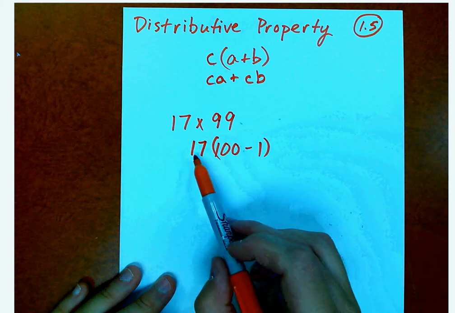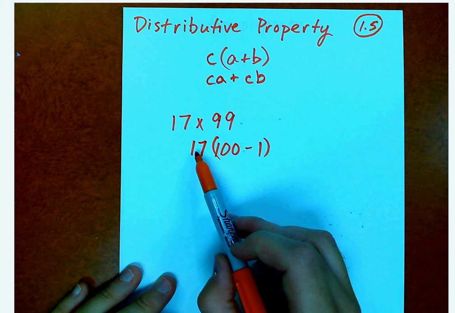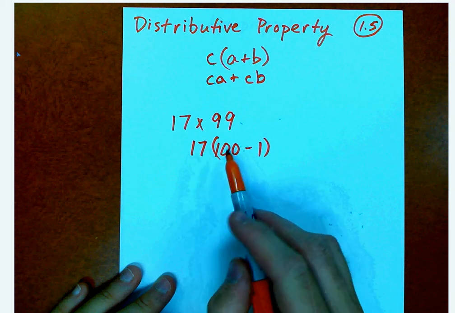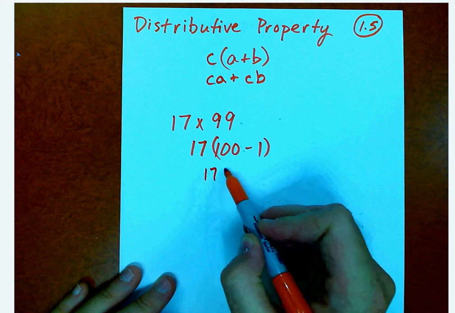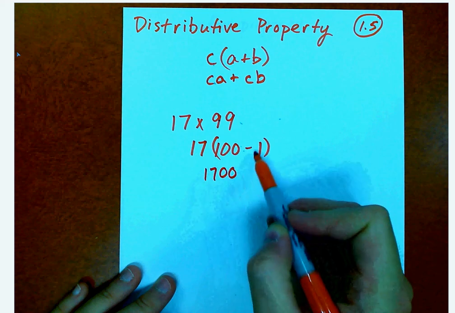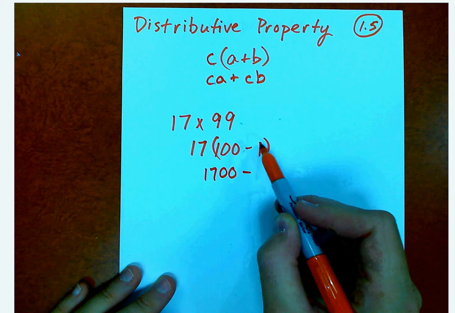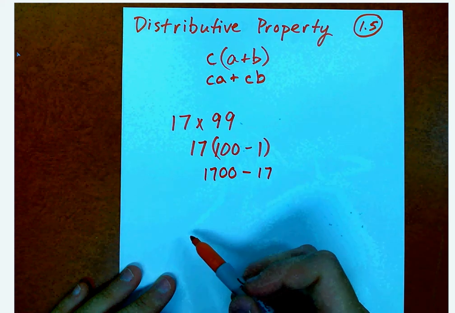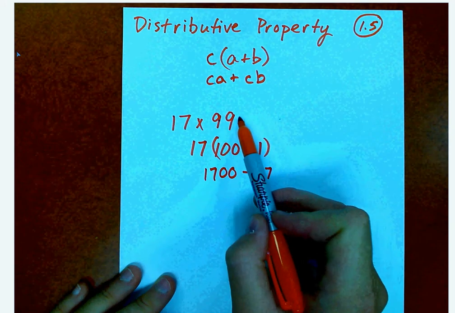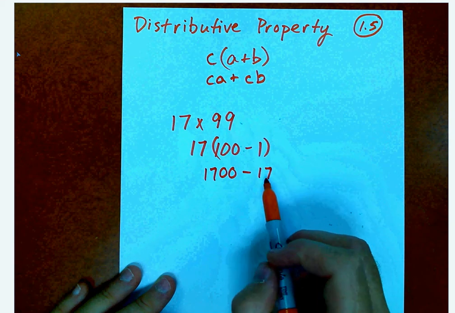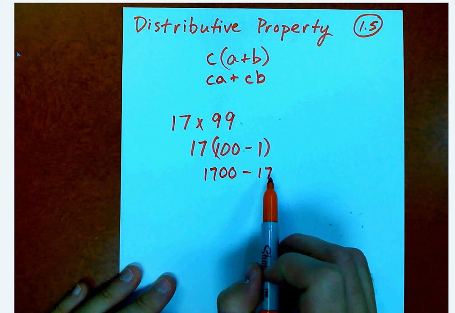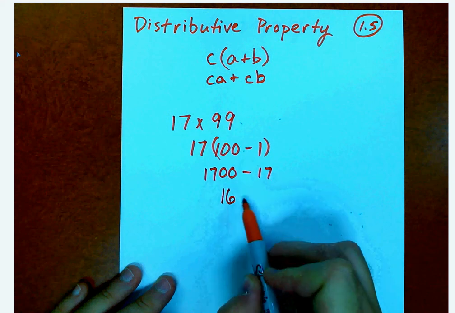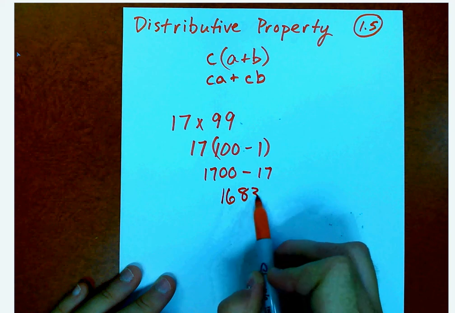And I know that the distributive property, that an equivalent expression for this would be 17 times 100, or 1700, minus 17 times 1, or 17. So the answer to 17 times 99 will fall just 17 short of 1700, which is 1683.